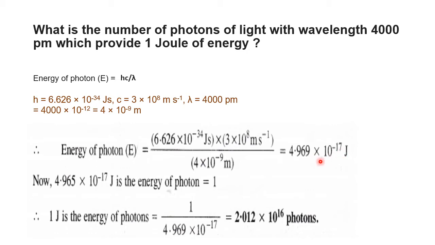See, this is the energy of one photon. 4.969 into 10 to the power minus 17 joules means one photon. Now 1 joule means how many photons? So 1 into 1 by 4.969 into 10 to the power minus 17. After simplification, you will get 2.012 into 10 to the power 16 photons in 1 joule of energy.